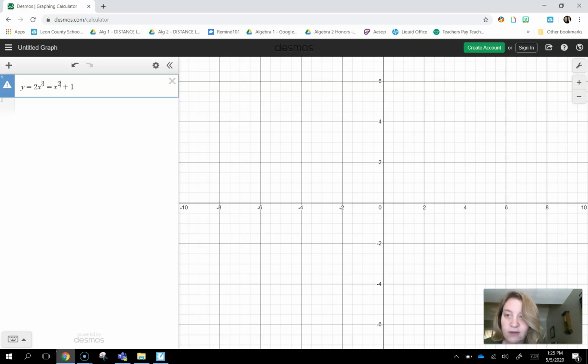Oh, I have another equal sign. I apologize. Like that. There we go. Now it's showing up. Okay, so I can see that this graph has one spot where it crosses the x-axis. Look at that, negative 1. That's what I need to use in my synthetic division.